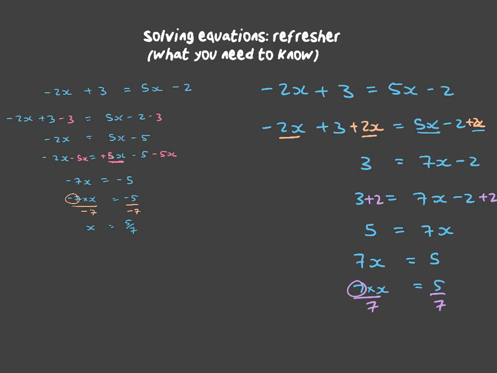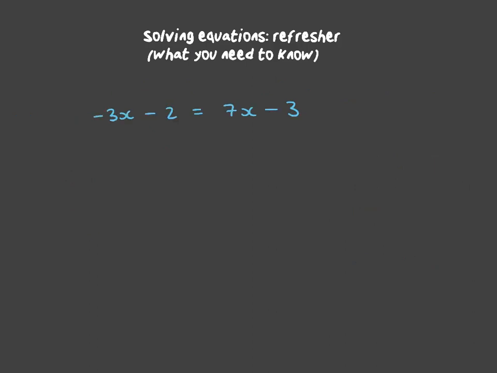Okay, so therefore what do we have? x is equal to 5 over 7. And you see again, you get exactly the same answer. It doesn't matter which one you do, just be confident in doing it. So for an equation like this, if we need to solve it, let's go through it again, two different ways of doing it.